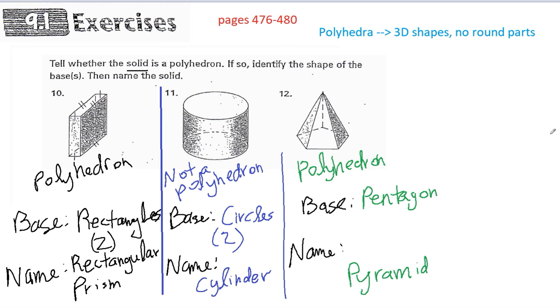Number 11 is just a cylinder, but then number 12, when you have a pentagon for the base, the name we can give that is, we can say it's a pentagonal pyramid, if you wanted to be a little more specific. Again, pyramid is fine, but a pentagonal pyramid would be the best description you could give for this.